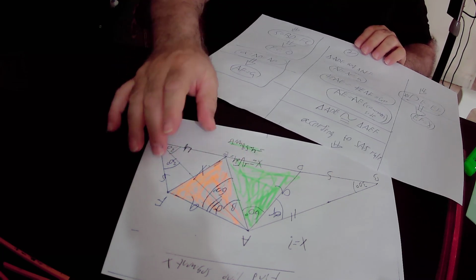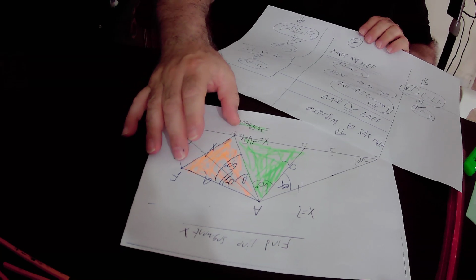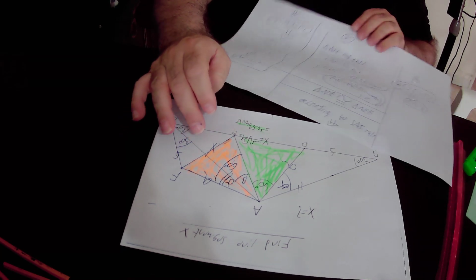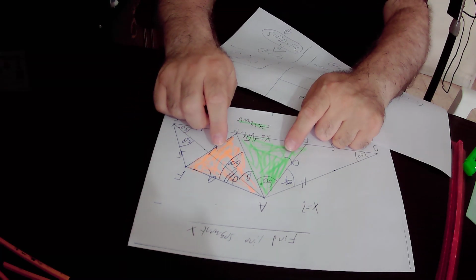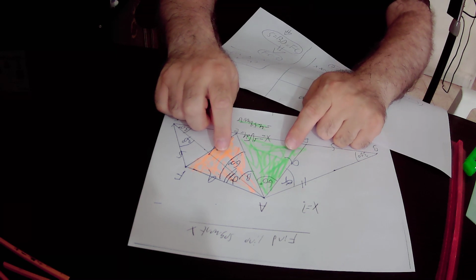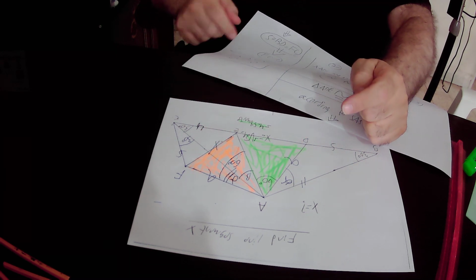In the next step, we joined points E and F by a straight line, and we proved that the green triangle is congruent to the orange triangle. So why can those two triangles go into each other?